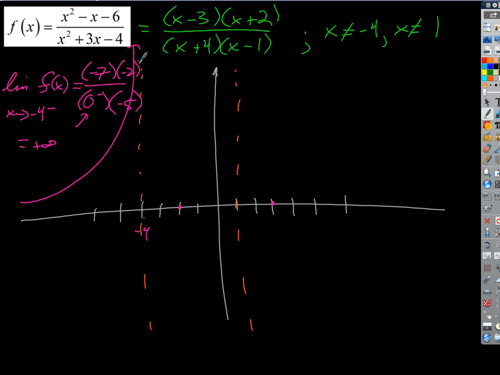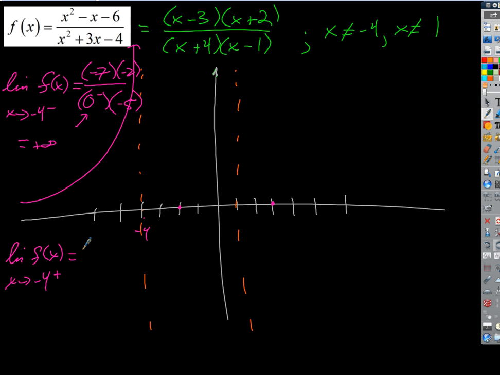Okay, what about in here? We've got to know what it's doing when we approach from the right side. So same kind of thing. Limit of f of x as x approaches -4 from the right. I'm going to get the same value there, aren't I? Right? I'm still just approaching -4. So that factor and that factor and that factor are going to give me back the same stuff, right? Everybody agree?